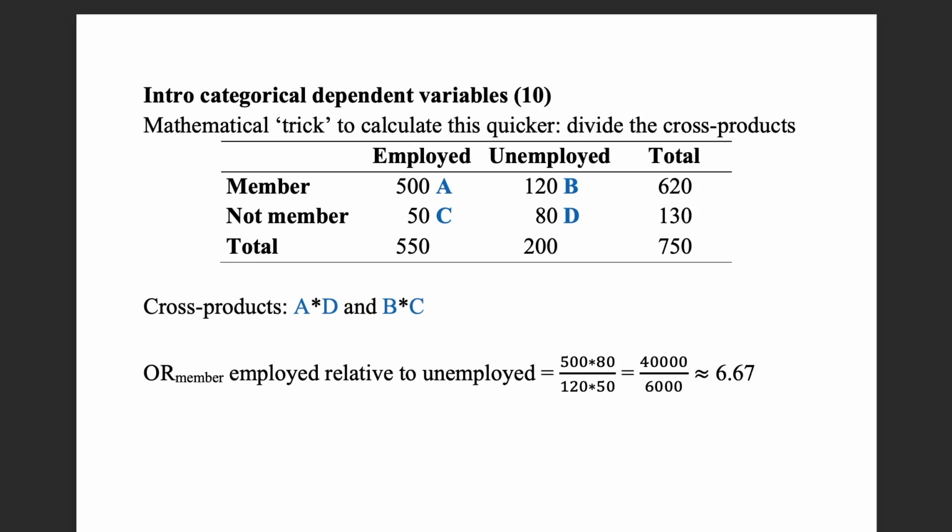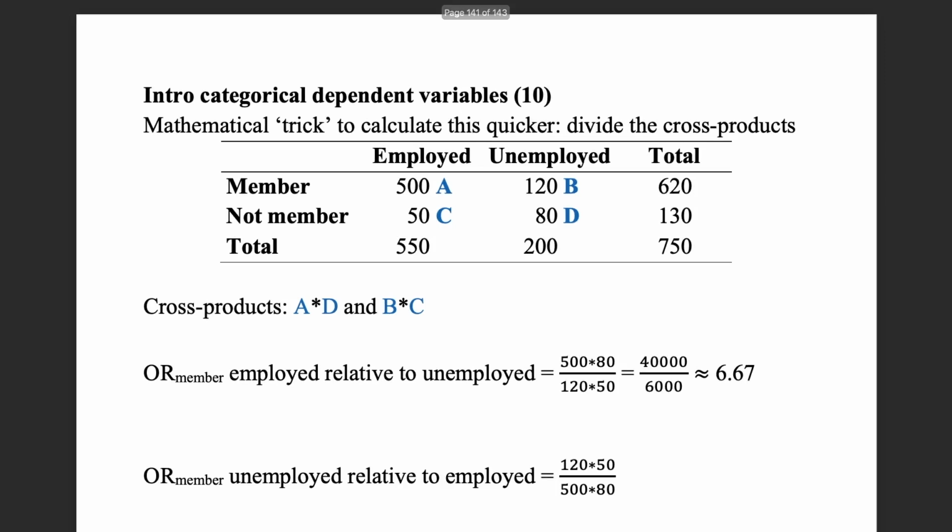There's no real substantive need to do that. It just makes it easier to calculate odds ratios quickly and a bit more precisely than going through all the steps and rounding in between. So again, we can also do this for the other odds ratio, from the unemployed relative to the employed. We'll then just start in the cell where the unemployed are, so that's the B cell. Take a look at that cross product, so that's B times C, and divide that by the other cross product, A times D. So that's 120, the B cell, times 50, the C cell, divided by 500, the A cell, times 80, the D cell, which works out to exactly 0.15.